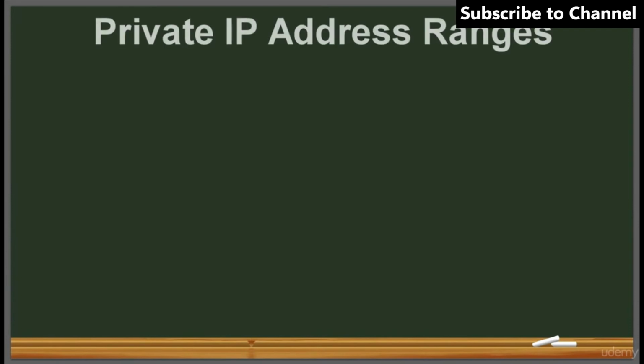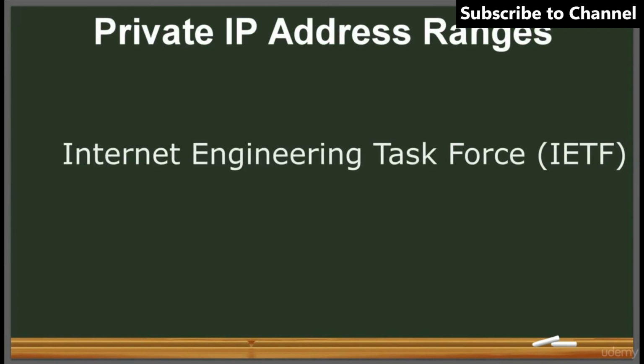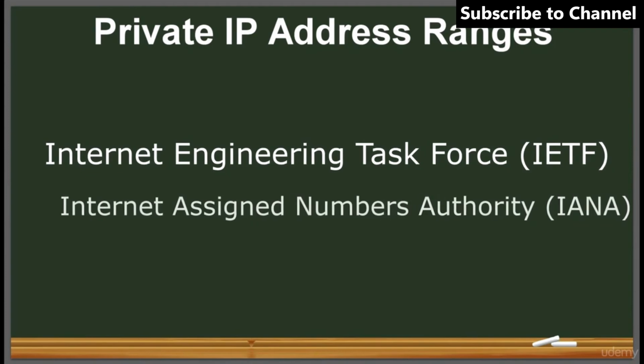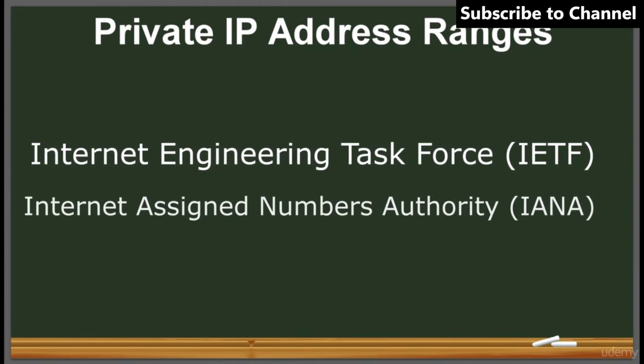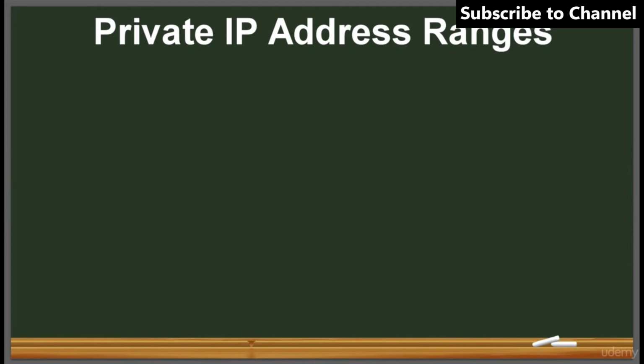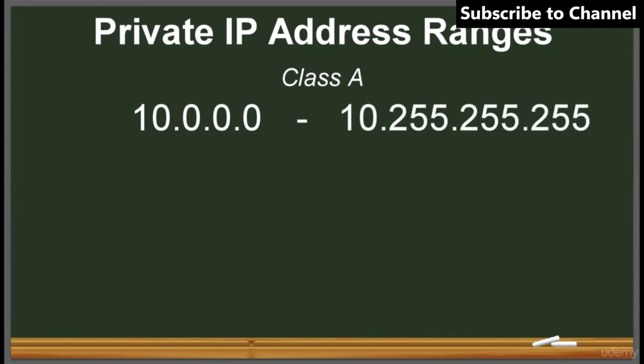When it comes to private IP addresses, the Internet Engineering Task Force and the Internet Assigned Numbers Authority reserved the following IPv4 addresses for the use in private networks. We have the Class A private IP addresses, which start with 10.0.0.0 up to 10.255.255.255. These addresses are easy to recognize because whenever you see an address starting with a 10, you immediately know that's a private IP address.